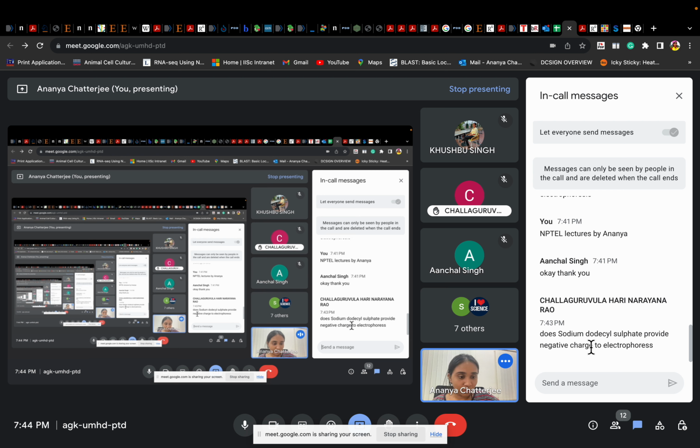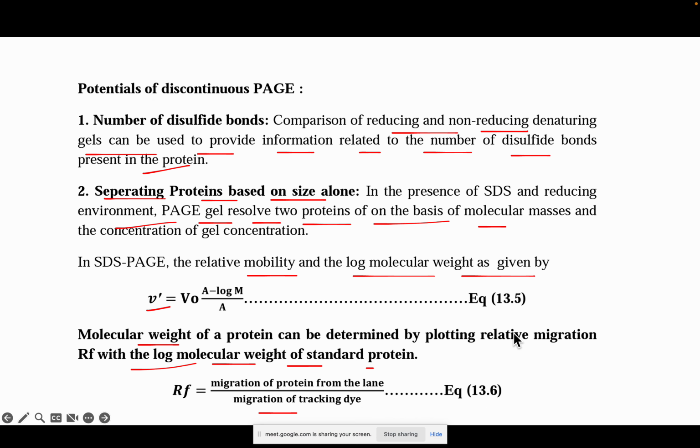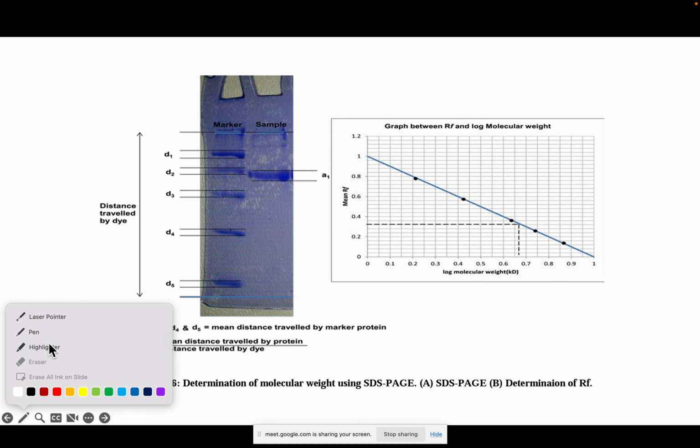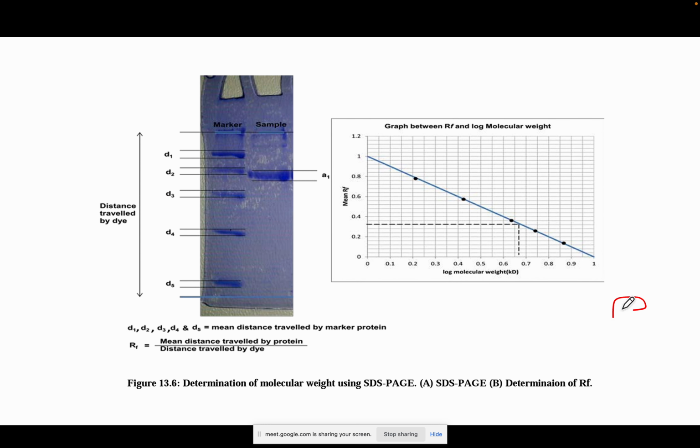What do you mean by electrophoresis? Sodium dodecyl sulfate is a negatively charged detergent. It denatures the protein, so the protein is not in a secondary structure now. The protein has become linear, and it gives the protein a negative charge.